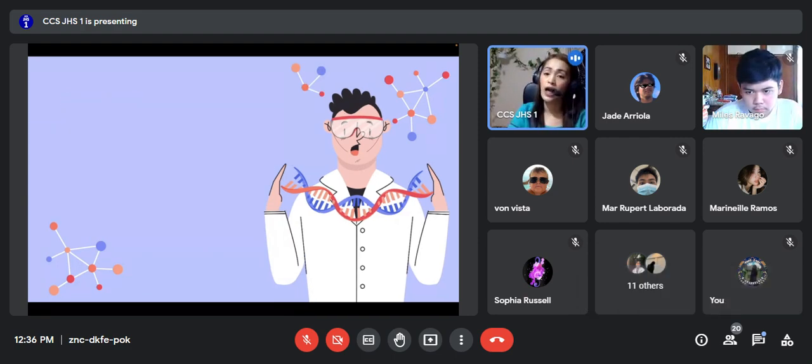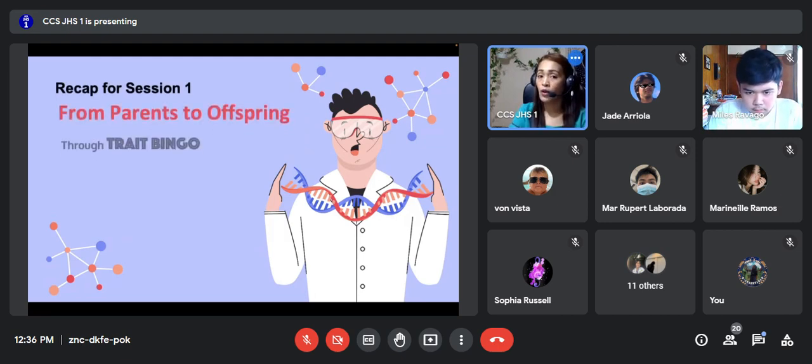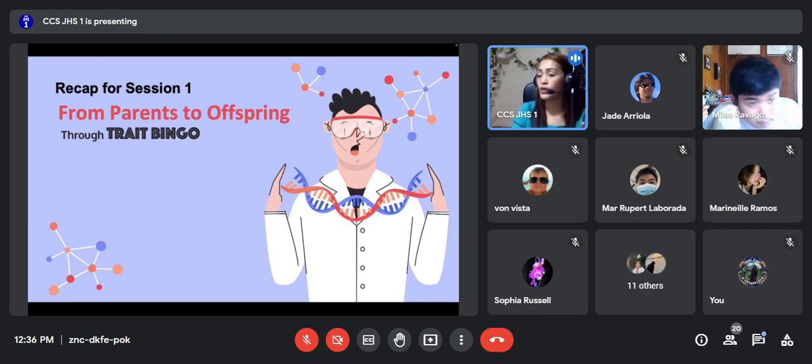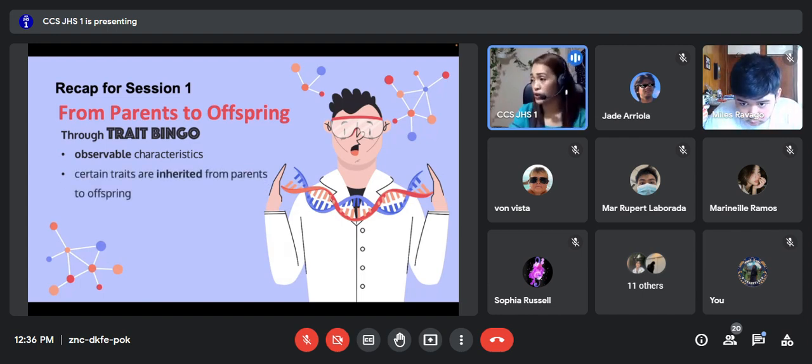So, just a quick recap regarding our activity yesterday. We had our first session, and the majority of it was allotted for the making of the trait bingo. After that, we had our processing or summary of the activity. We were able to point out that there are observable characteristics, and these are what we call traits. Aside from being observable, they are also inherited from parents to offspring.